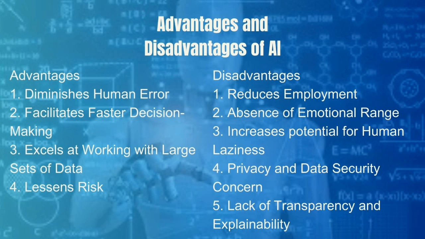The fourth one is privacy and data security concerns. AI systems often rely on large amounts of data to function effectively. This raises concerns about privacy and data security. With a vast collection and analysis of personal data, there is a risk of unauthorized access, data breaches, and potential misuse of sensitive information.